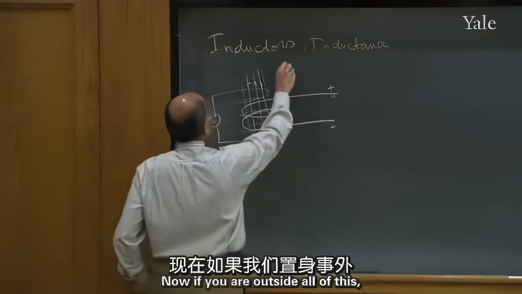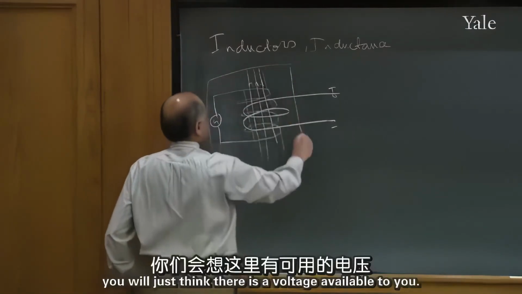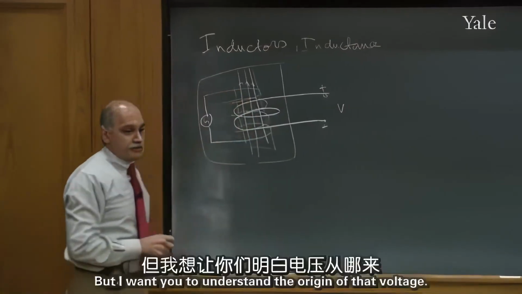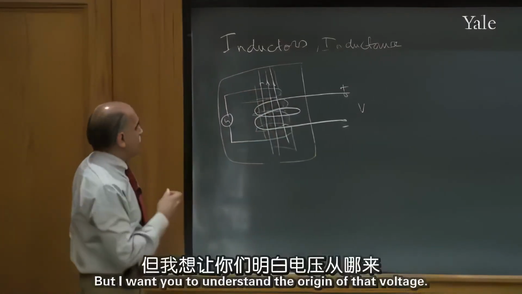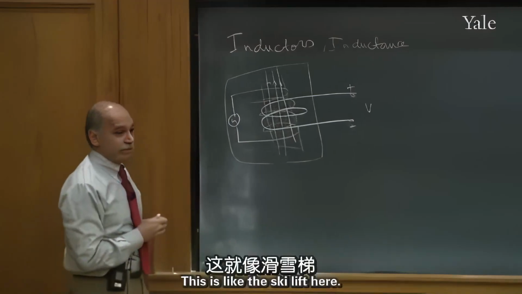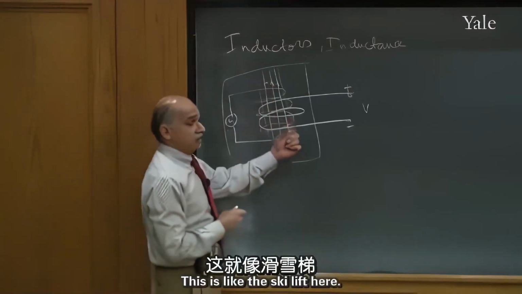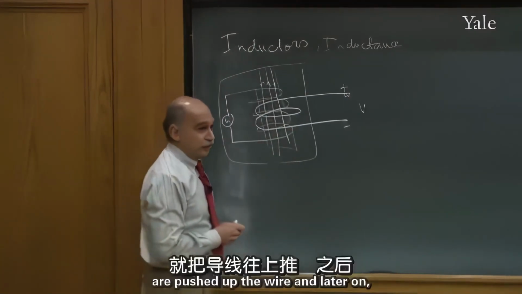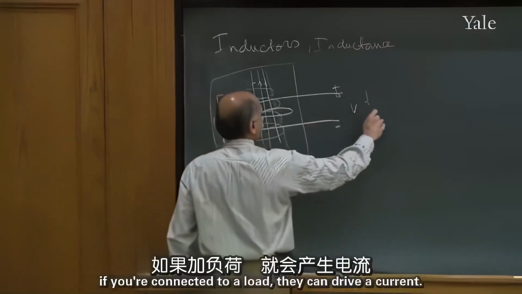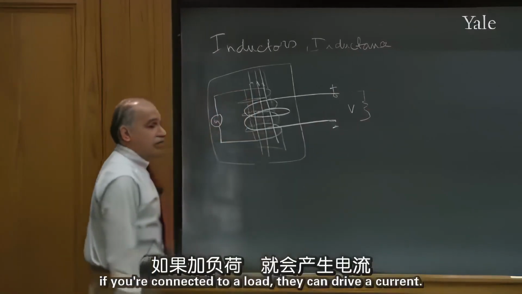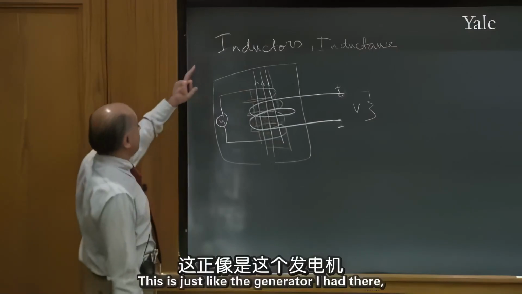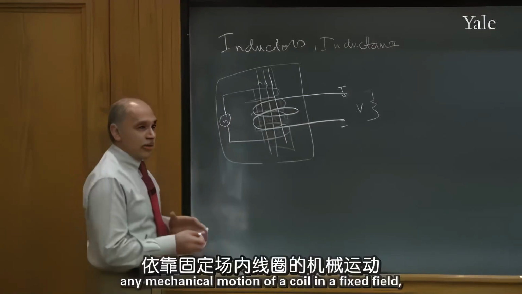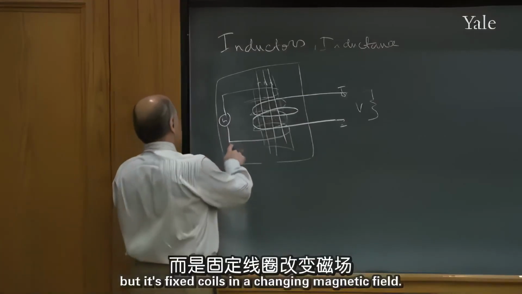Now, if you are outside all of this, you will just think there is a voltage available to you. But I want you to understand the origin of that voltage. This is like the ski lift here. Charges, once they come into this region, are pushed up the wire. And later on, if you connect it to a load, they can drive a current. This is just like the generator I had there, except the flux is changing, not due to any mechanical motion of a coil in a fixed field, but it's fixed coils in a changing magnetic field.